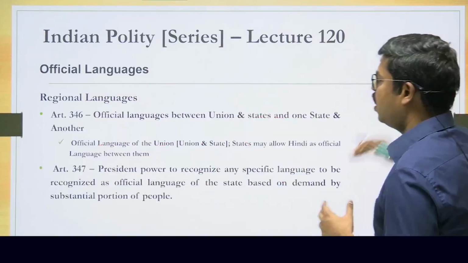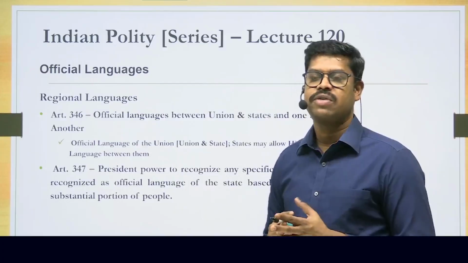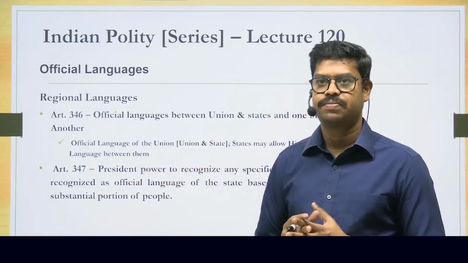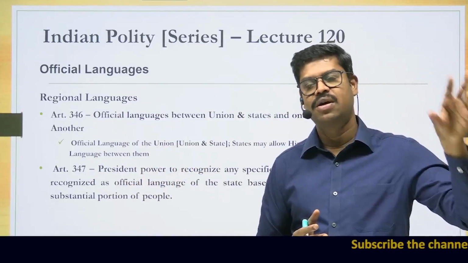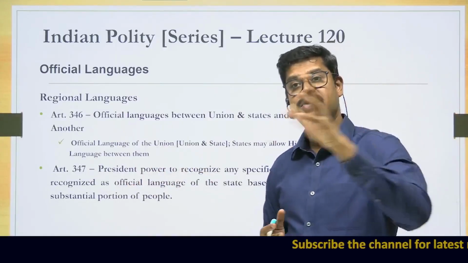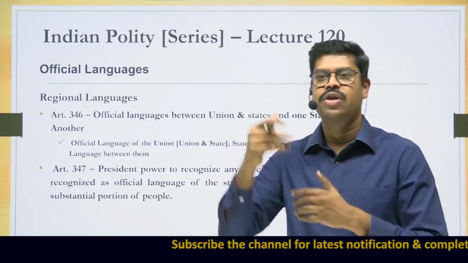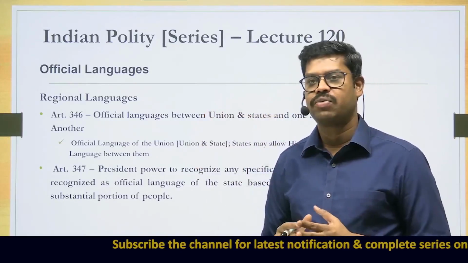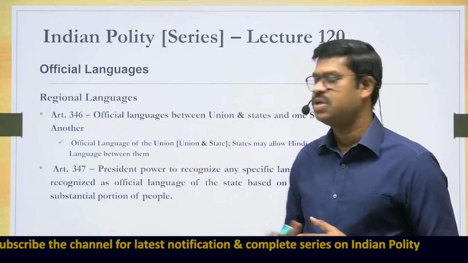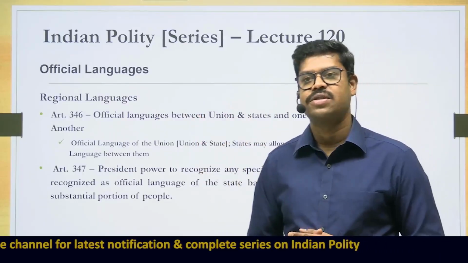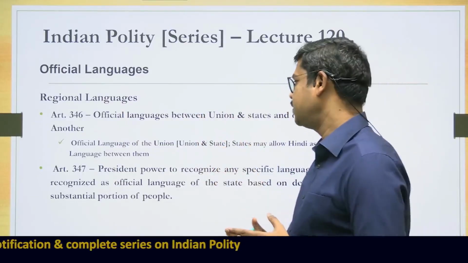So this is what you'll have to keep in your mind when it comes to the official language of the state. Now most importantly, what is the official language between the states and the union, and between one state and another? So this is again very important. Now we have seen what shall be the official language of the center, and what shall be the official language of the states. Now if there is a communication between the union and the states, what shall be the official language? If there is a communication between two or more states, what shall be the official language? That is dealt with under Article 346 of the Constitution. So what does Article 346 say?